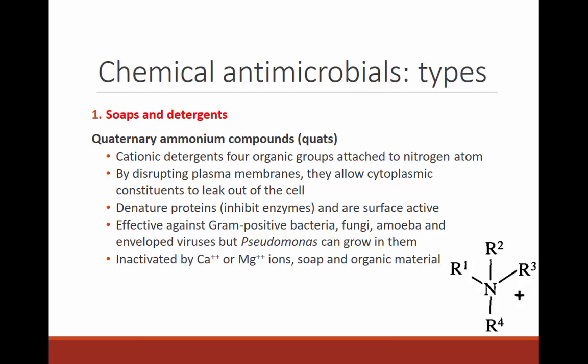And yes, and these are the quats that I spoke of earlier. So these are cationic detergents, and they've got different structures. So they've got organic groups attached to their core, and they will change the plasma membrane so they start to leak. Okay, the bacteria start to leak the cytoplasm, and it will denature proteins as well in the cell, and that includes enzymes. So if you don't have enzymes working, then you can't replicate if you're a cell.